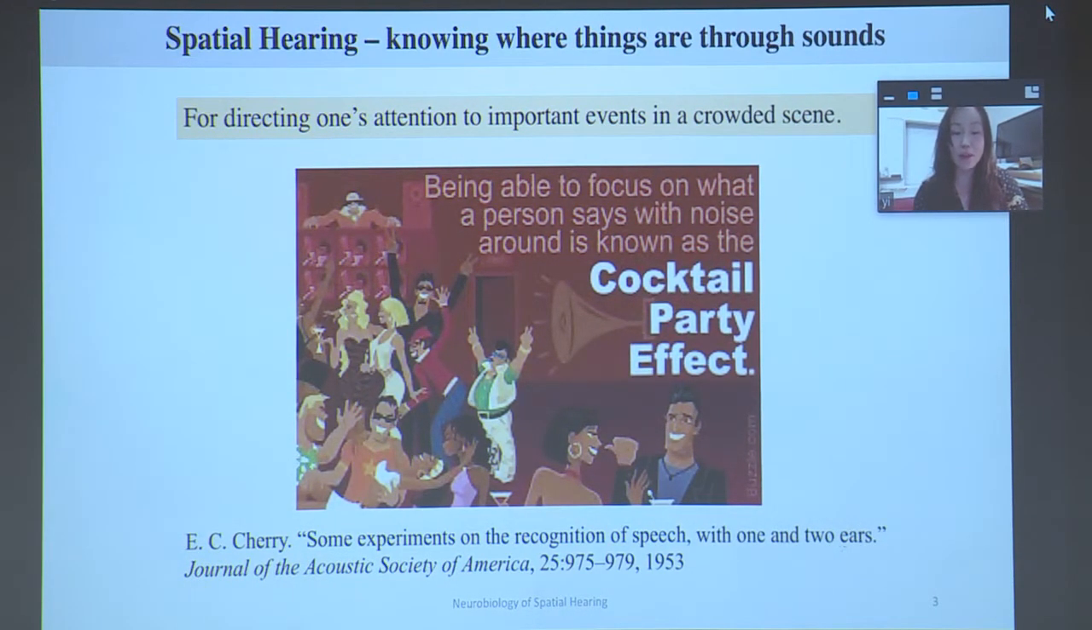We're often surrounded by many speakers. Sometimes in a very loud environment, there's ambient background noise. In spatial hearing, the ability to know where things are helps us to direct our attention to important events in a crowded scene. This area of study was coined by E.C. Cherry almost half a century ago, called the cocktail party phenomenon or effect, talking about the importance of auditory spatial attention for auditory scene analysis.